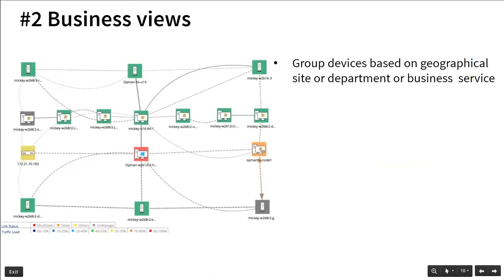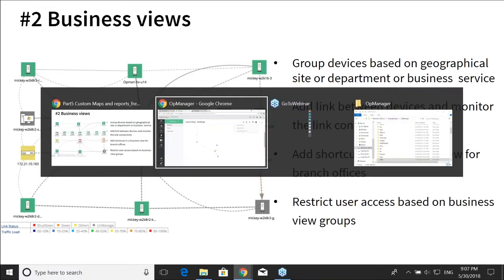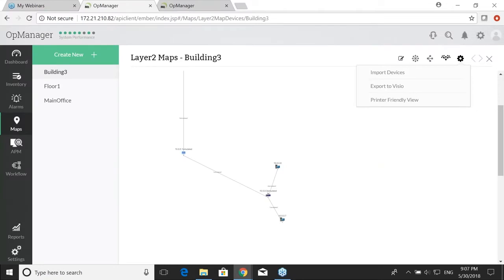So next we've got business views. Business views help you group devices geographically based on geographical location or department, or based on business service. And you can add links between devices to monitor the link connectivity. And you can add shortcuts in business view for branch offices. And you can also restrict users based on business view groups. So let me quickly show a demo on the product.